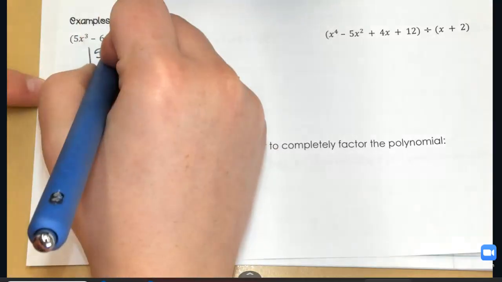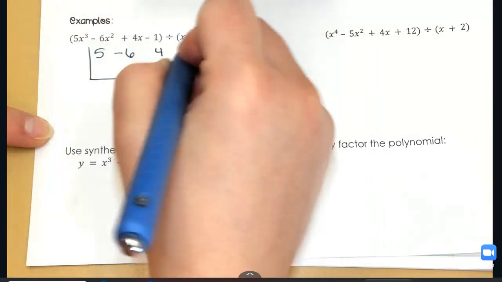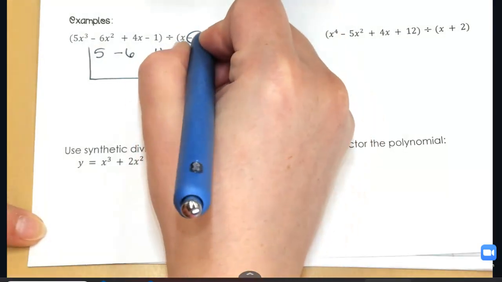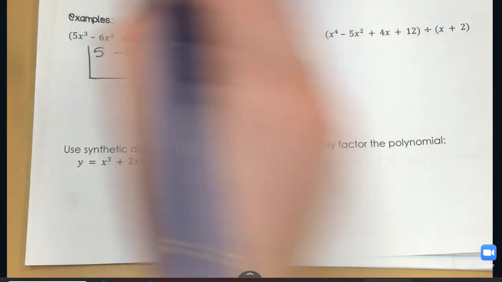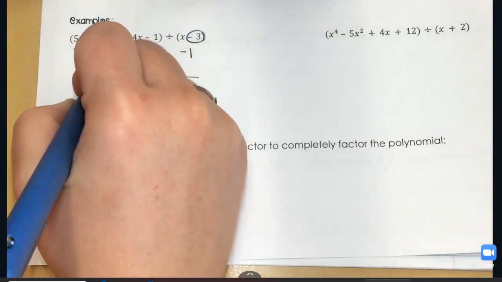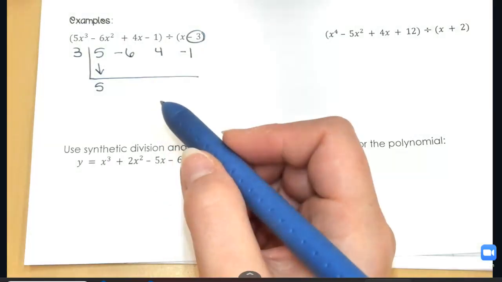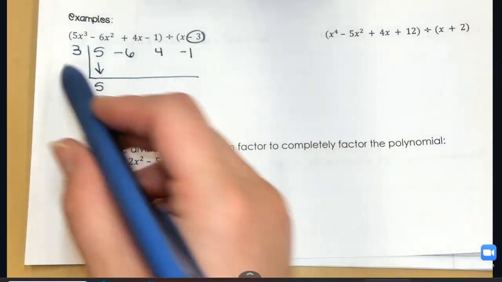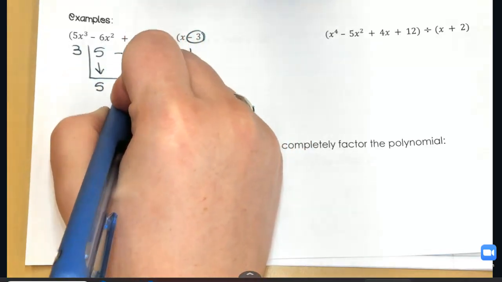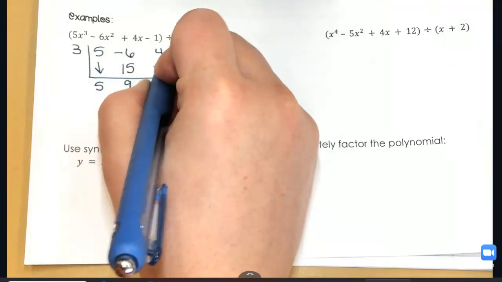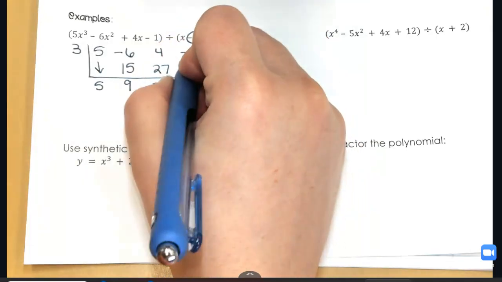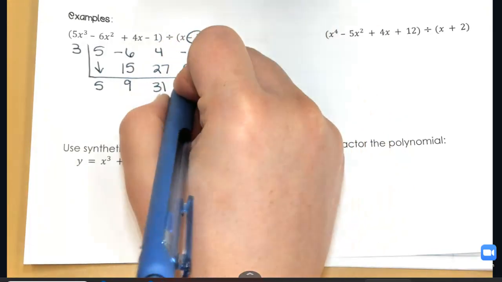Inside, I'm going to have 5, -6, 4, and -1. Those are my coefficients, and then the constant in my divisor is -3. The opposite of -3 is +3, so that's what's going to go outside. I'm going to bring down this first number. It's not going to change, and now I'm going to start my multiplying and adding rotation. So 5 times 3 is 15. -6 plus 15 is 9. 9 times 3 is 27. 4 plus 27 is 31. 31 times 3 is 93. -1 plus 93 is 92.